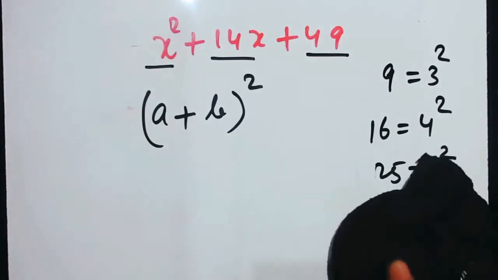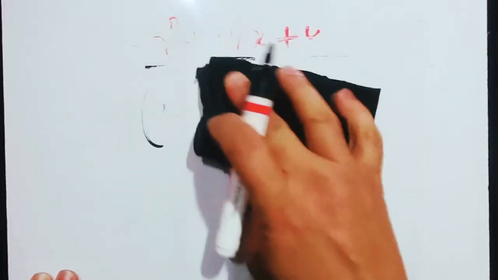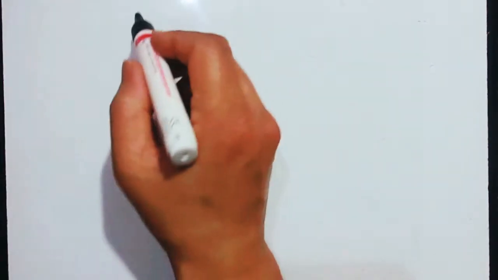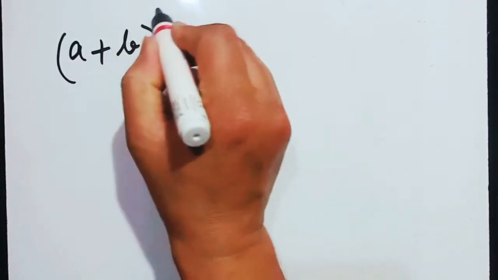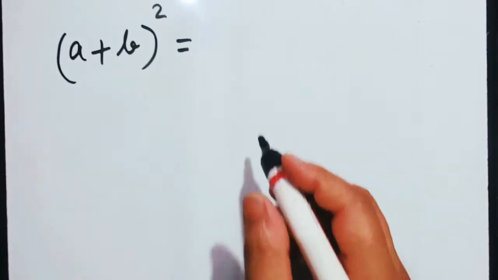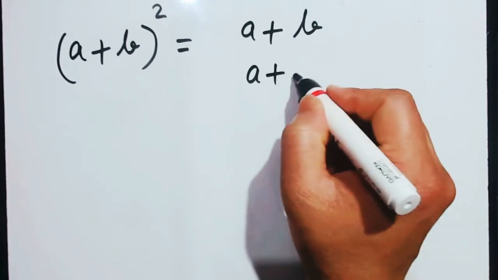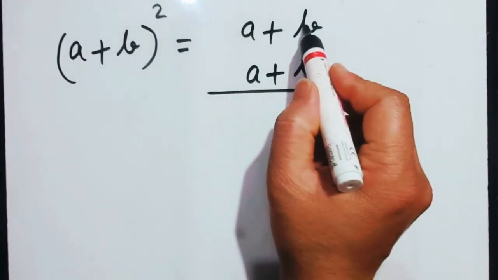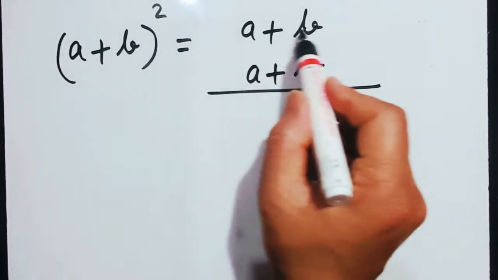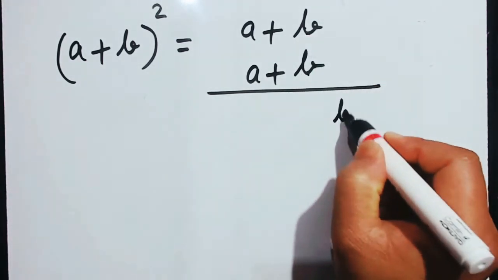So before we start, let us see whether a plus b whole square gives what and how does it look. Okay, so when we break a plus b whole square, what are we going to get? So we will get a plus b multiplied by a plus b. So how do we multiply? We multiply in this way. Both of the terms should be multiplied with b first, and then both the terms should be multiplied with a first. Okay, so b times b is equal to b square.